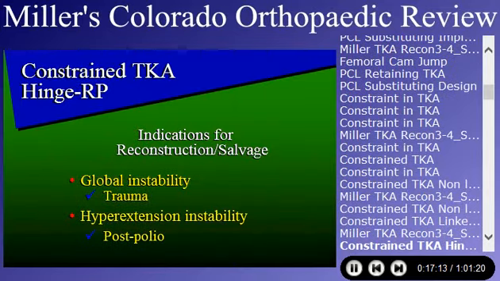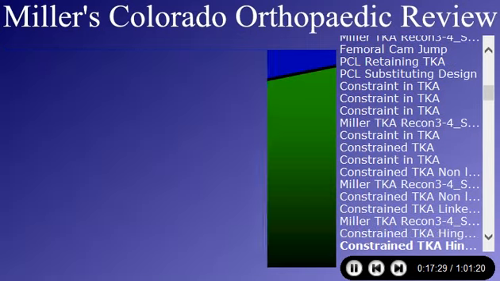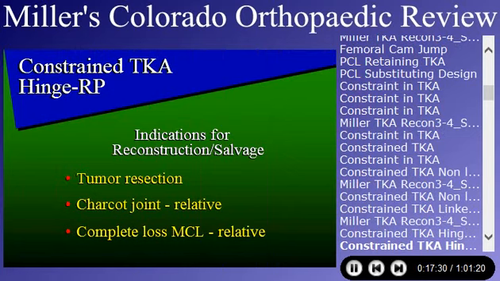The indications are for salvage reconstructions like after tumor, or here global instability. You've dislocated your knee, all the ligaments are torn and damaged. Or the other one is a great test question, hyperextension instability. That is a good test question. I'll show you an example. So again, if you have a tumor and you've resected all your ligaments, you've got to use a hinge.